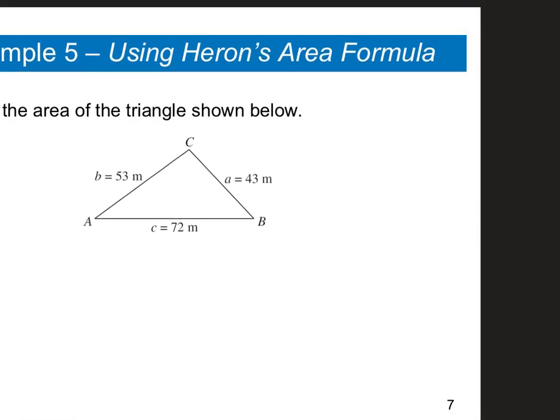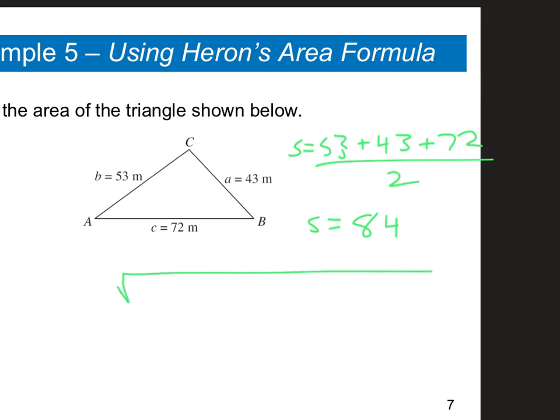So first we have to find s. s is equal to all three sides divided by 2. So s is equal to 53 plus 43 plus 72 over 2. What do you get for s? 84. Perfect. So now we use that and plug it into our area formula.